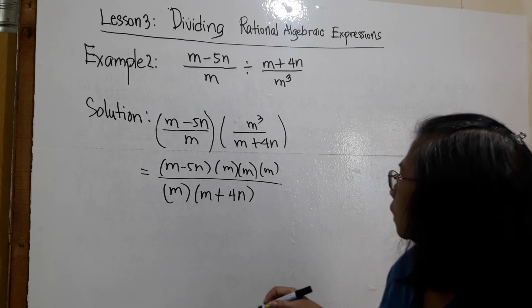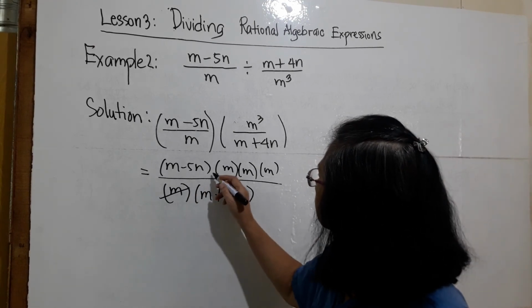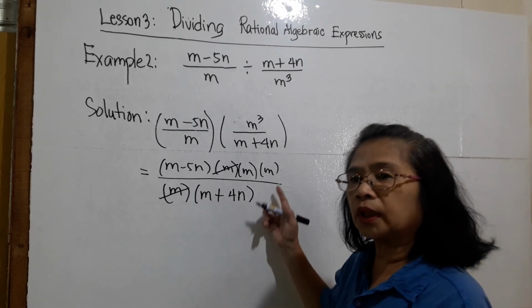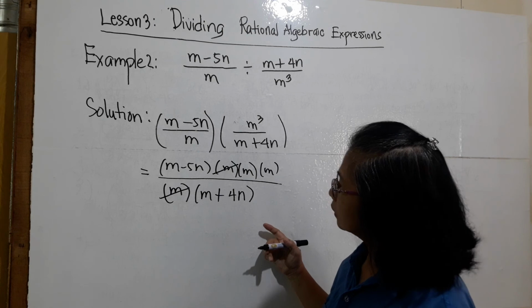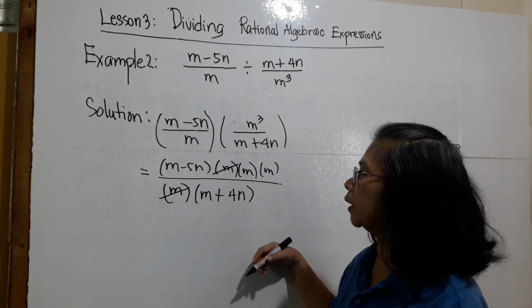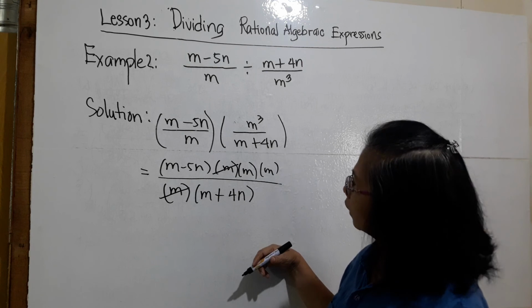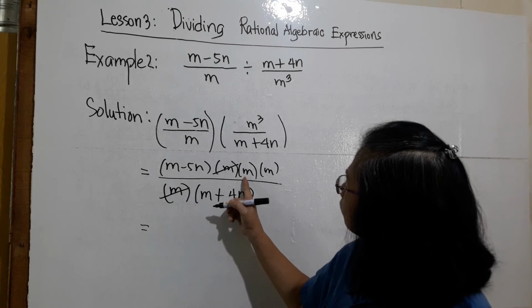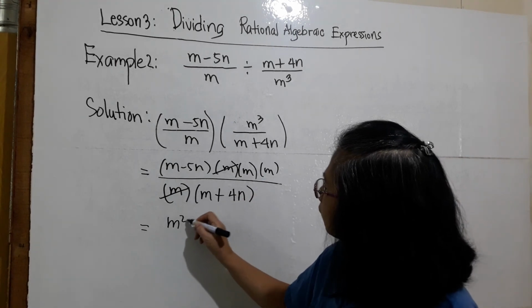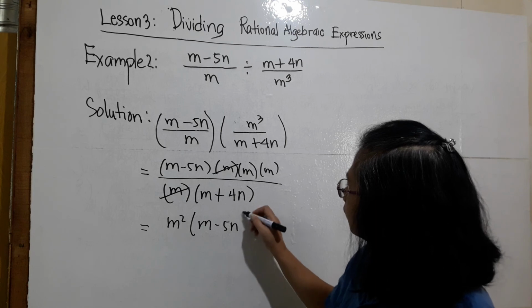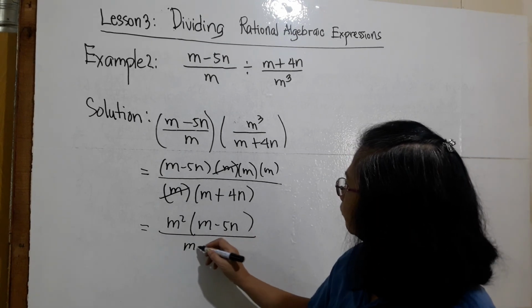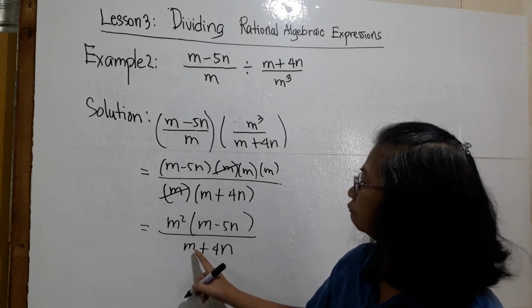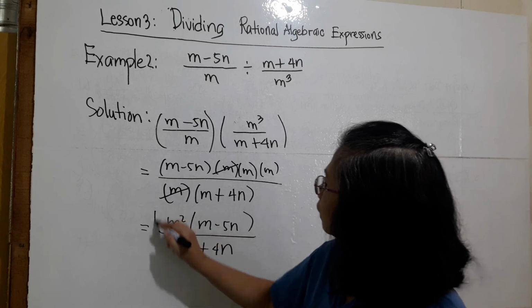Then let's cancel if there are some common factors to be canceled. I think we have only 1 m to be canceled. Look at the numerators and the denominators now. Okay, I think none. We did not miss anything. So we simplify now. So we have m times m is m squared times m minus 5n over m plus 4n. Can I cancel here? No. So this is now the quotient.